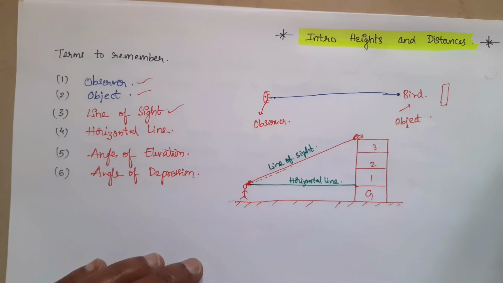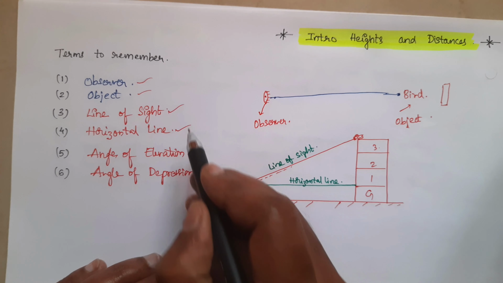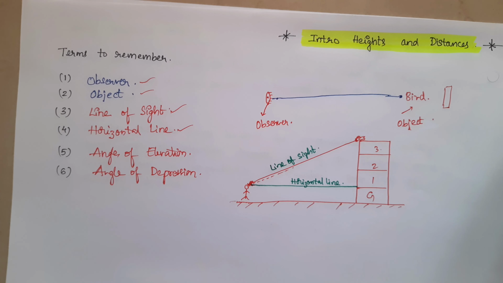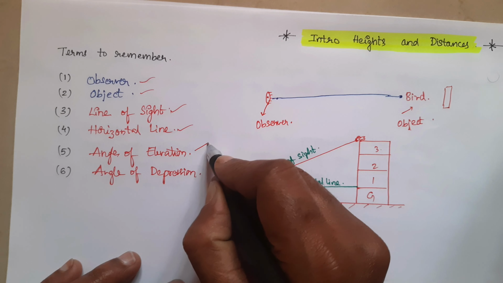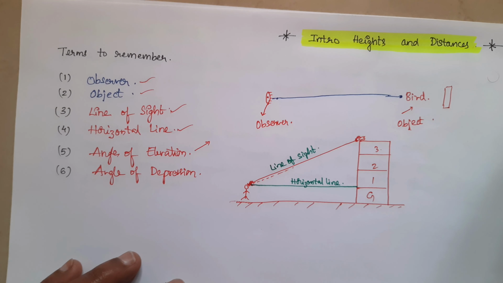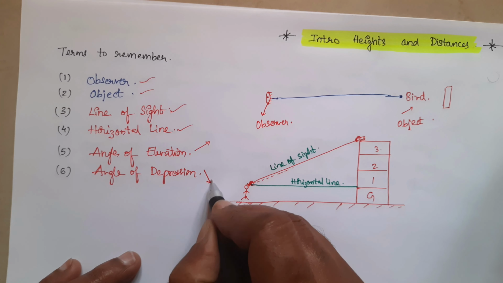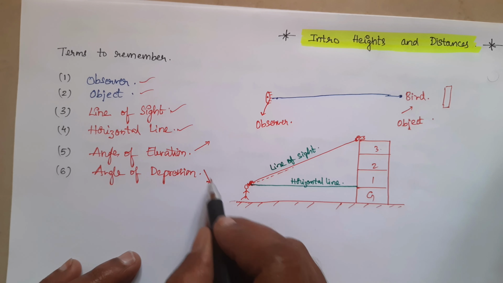Okay, next. Now what do you mean by angle of elevation and depression? The difference between angle of elevation and depression: elevation means the angle formed when we see the object upwards. Angle of depression means when we see downwards. Okay, remember these two. Depression means down.